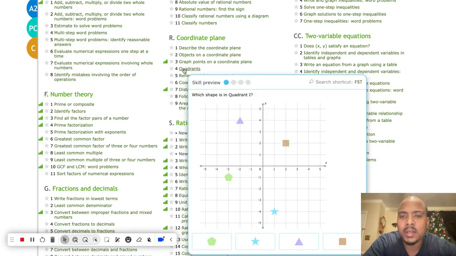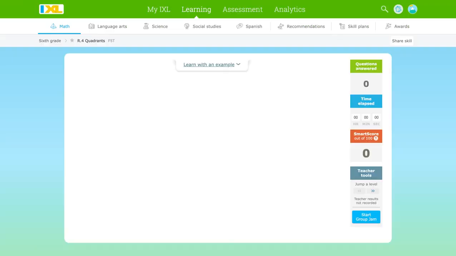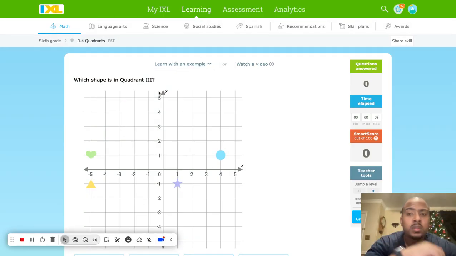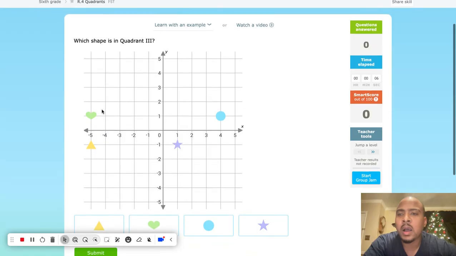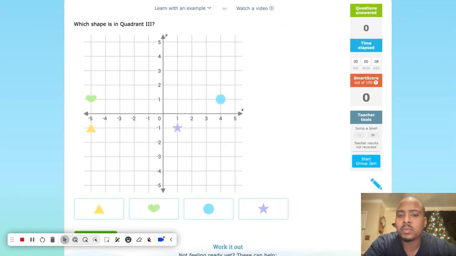This is R.4, a 6th grade IXL, and we're talking about the quadrants. I'll break this down. This is one of the most simple concepts. But remember, it's just dealing with a coordinate plane.